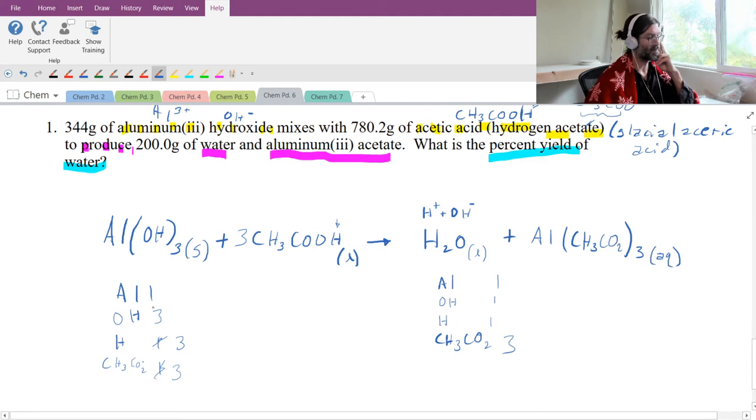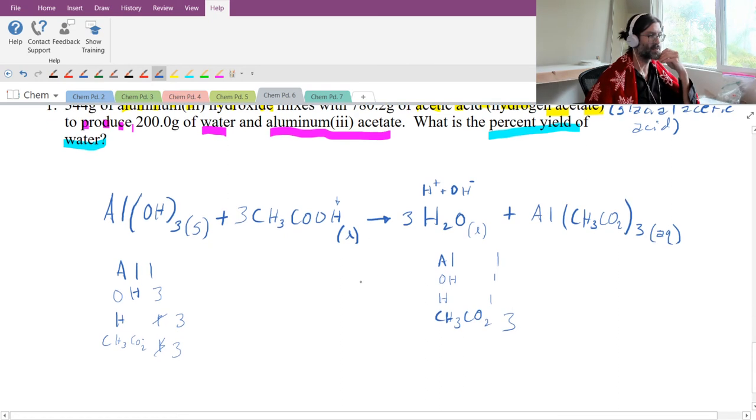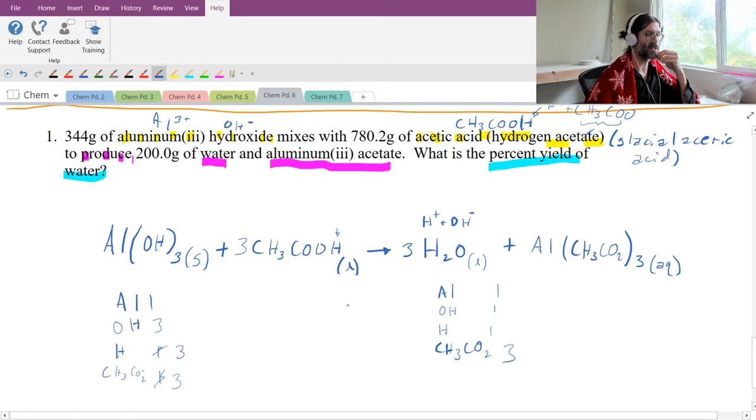All right, now we have 3 OHs and 3 Hs, and we'll need to balance those on this side. And the way to do that is to make it water. Gonna have 3 water. All right. And that's it. We're done with the mass balance. So what now? Well, we want to know the percent yield.